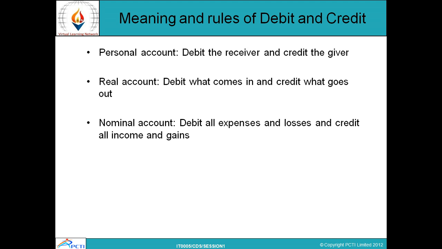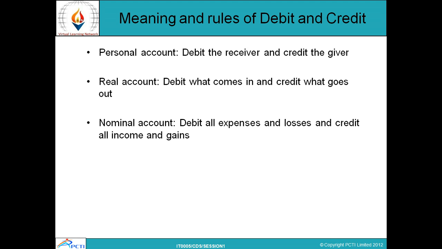Real accounts, that is patents and other things, goodwill, land, labor, land and building, car, furniture, those are real accounts. So for all real accounts, debit what comes in and credit what goes out. Debit what comes in: if you have purchased furniture, you will debit the furniture account, and what goes out is a credit, so you will enter cash on the credit side, right? So debit what comes in, furniture; what goes out, that is your cash. So credit what goes out, the cash would be credited.